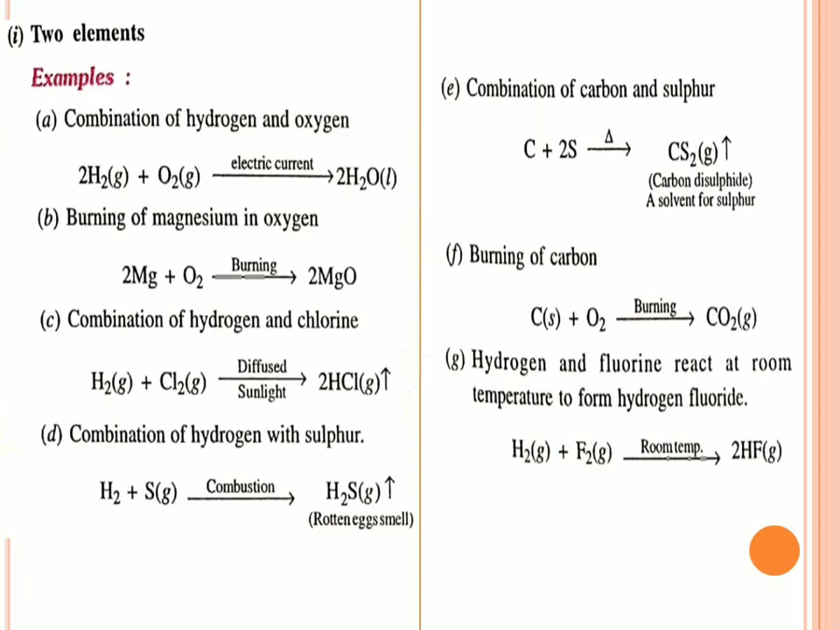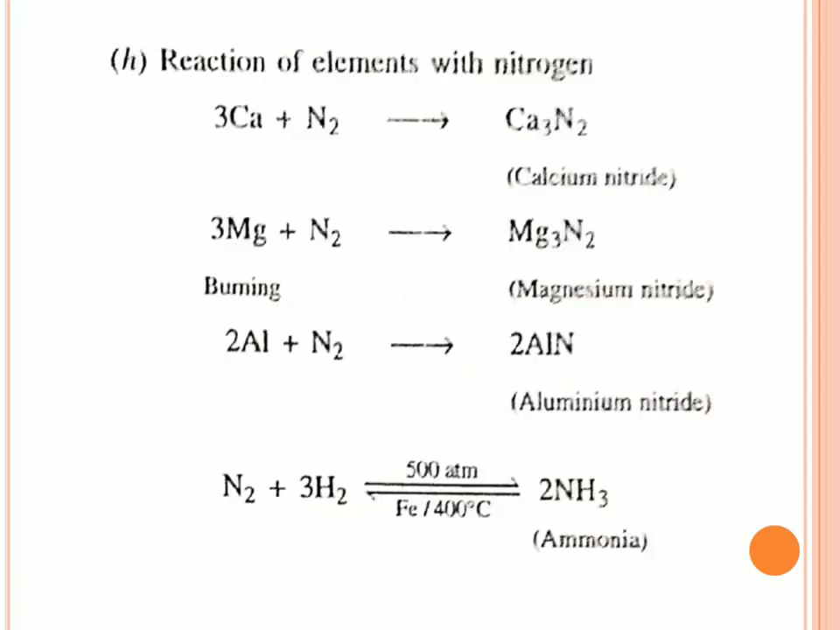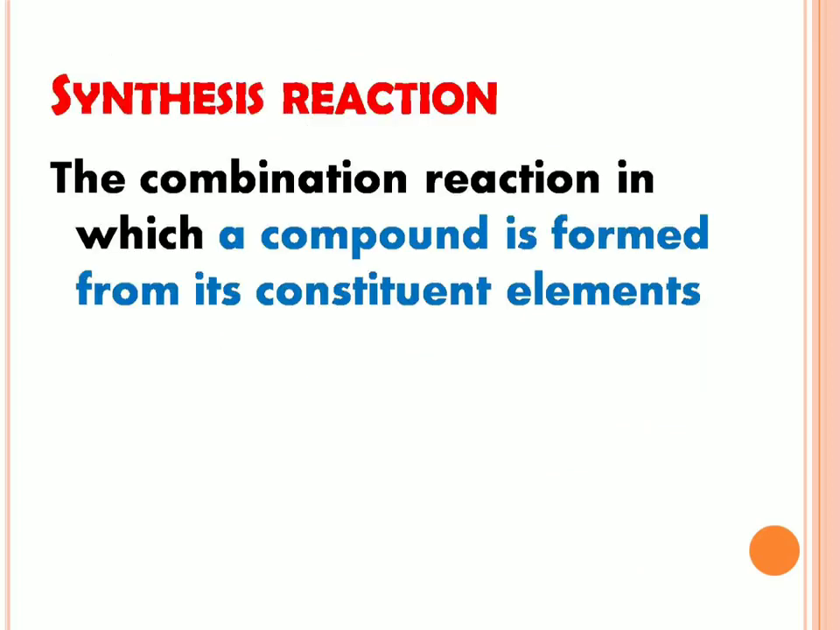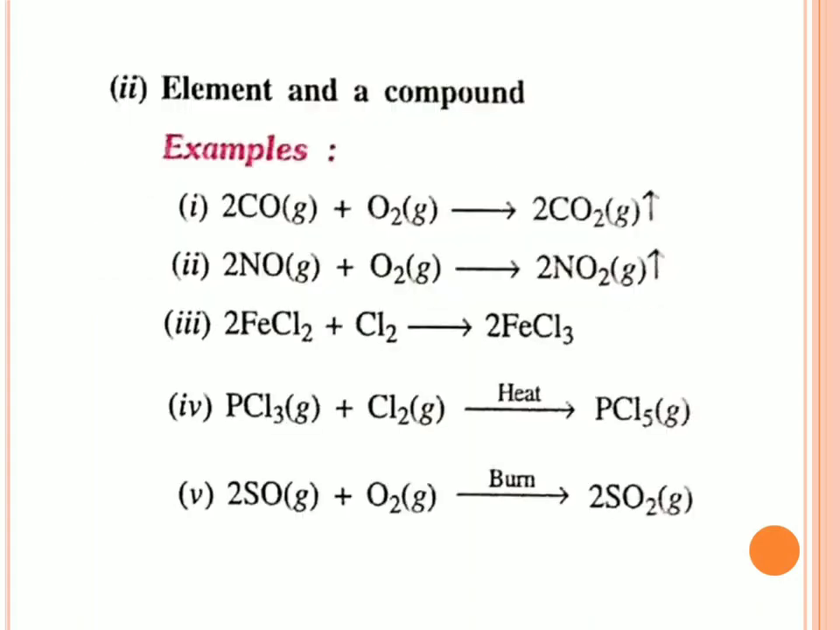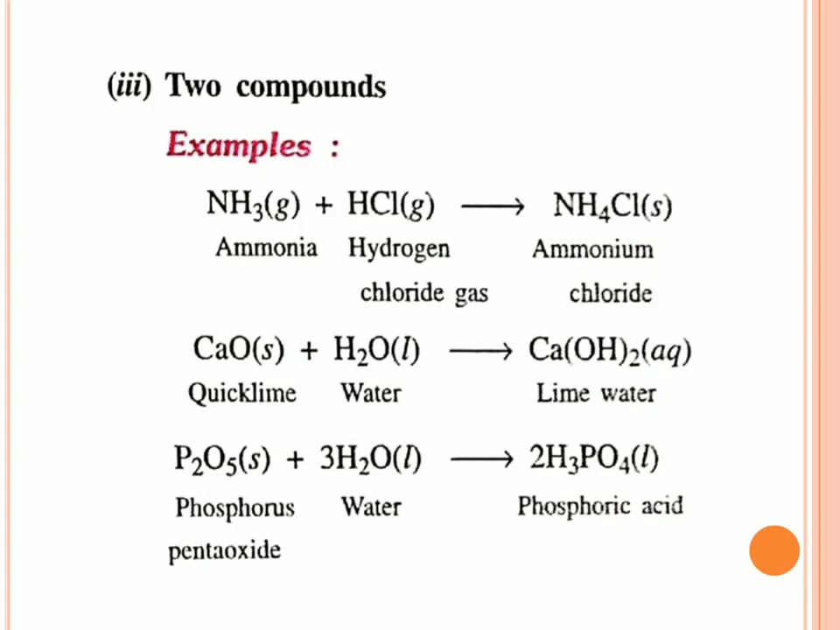You may see that in these reactions the compounds are formed by reacting their constituent elements with each other. Like, the constituent elements of water are hydrogen and oxygen, and here the constituent elements hydrogen and oxygen combine to form water. And such kinds of reactions are called synthesis reactions. Here are the examples of combination reactions in which one element and one compound react together to form a new compound. And here, in these examples, two compounds react to form a single product.